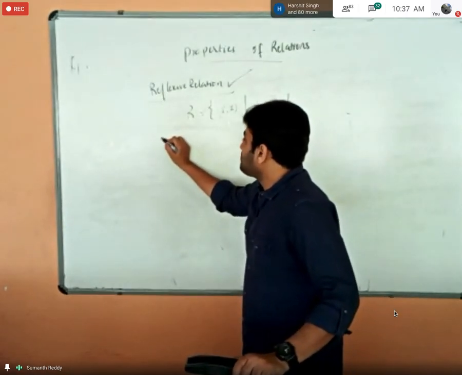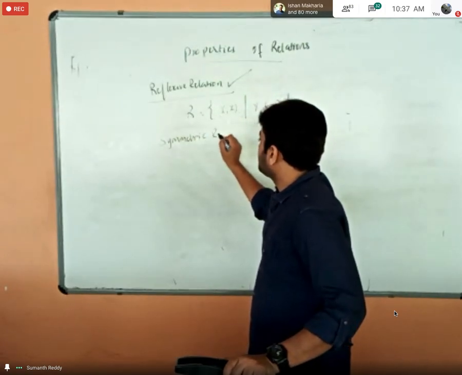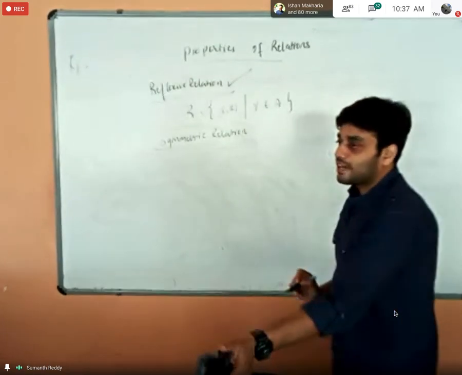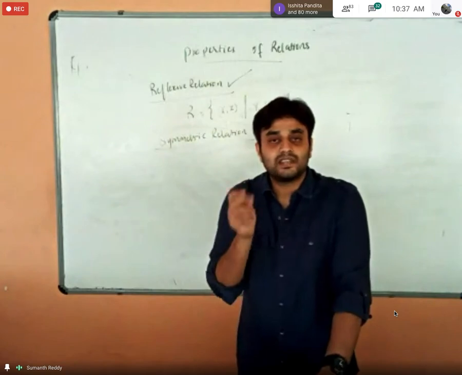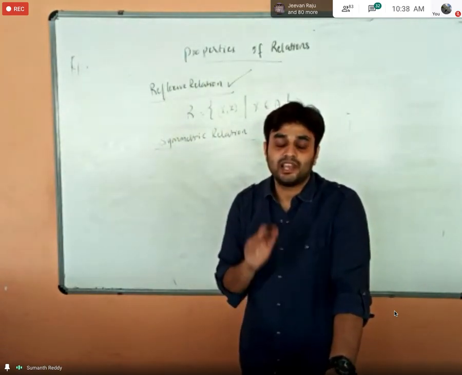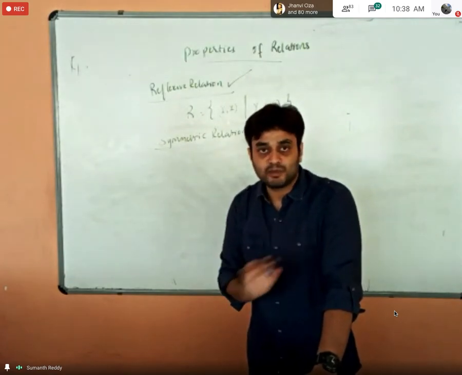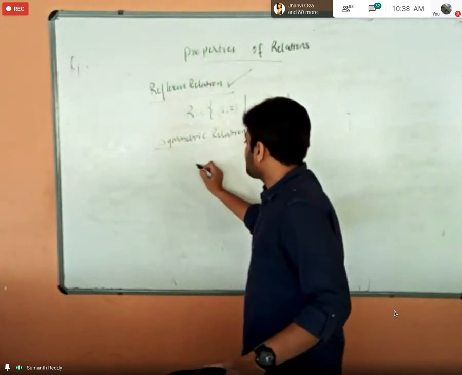Similarly, let me explain what a symmetric relation is. For any relation, suppose you have an ordered pair (x, y), then (y, x) must also be present. I'll repeat. If you have the ordered pair (x, y), then (y, x) must also be present. Then such a relation is called a symmetric relation.